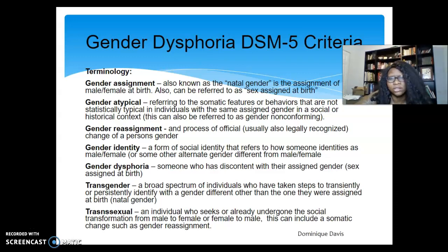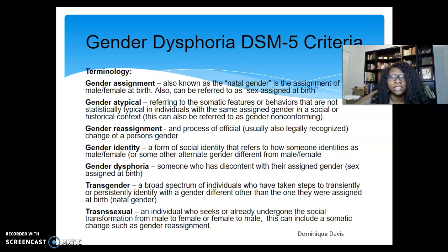One is gender assignment, also known as the natal gender, or more common in the sexual health or psychology community, sex assigned at birth. So that means you were born male, born female. Then there's gender atypical, which refers to someone who might be presenting somatic features or behaviors that are not typical with their assigned gender, or the gender that they were assigned at birth.